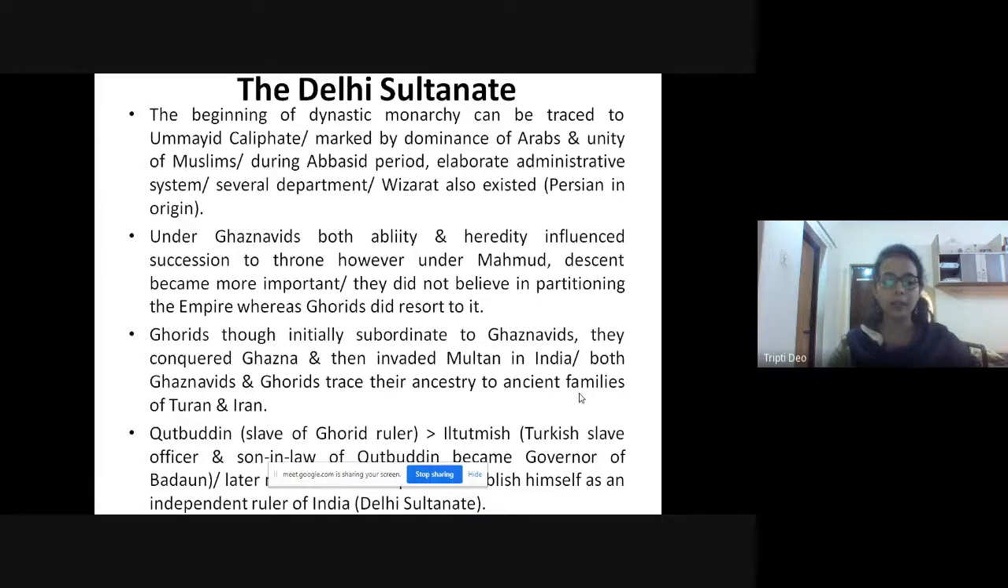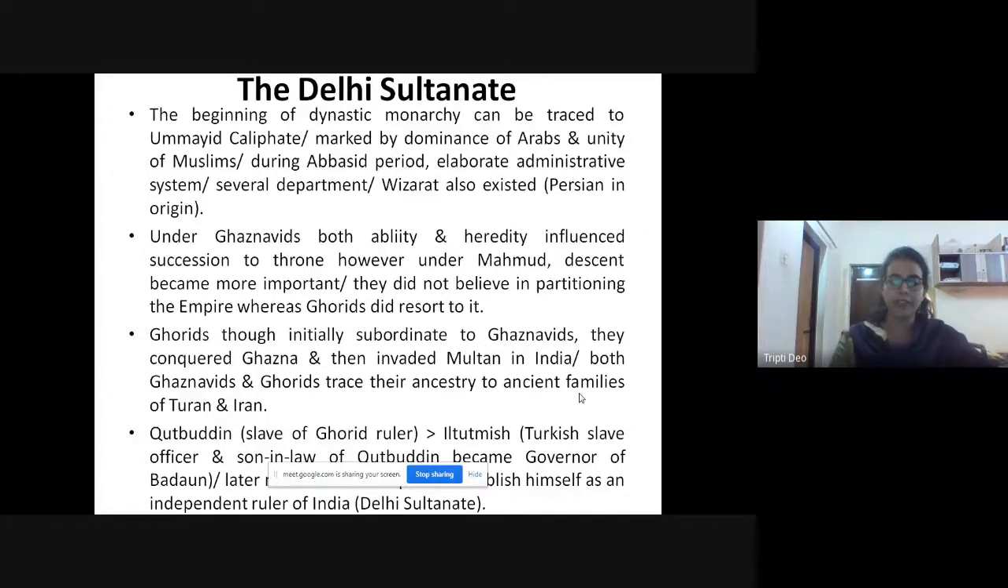Okay, the second point: under the Ghaznavids, both ability and hereditary succession influenced succession to the throne. However, under Mahmud, descent became more important. They did not believe in partitioning the empire, whereas the Ghurids did resort to it. So we will also see that the Ghaznavids were influenced by hereditary succession, and they believed in partitioning the empire. So the families in Ghazna would partition their empire into smaller regions and give them away. But the Ghurids did not resort to that.